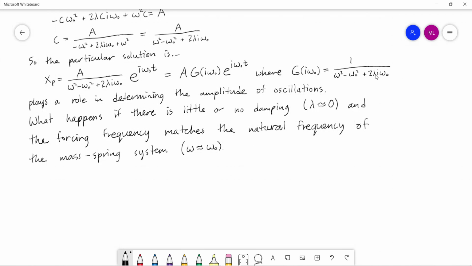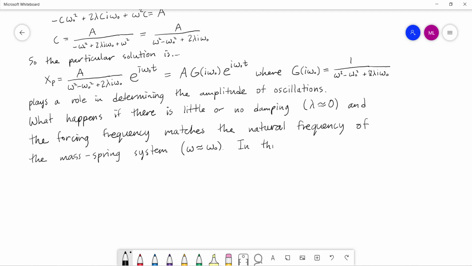So what happens in those two cases? Well, looking at this function, if lambda is approximately 0, this term is gone. And if omega and omega naught are essentially the same, then their difference is going to 0. The whole denominator is approaching 0. And if the denominator is approaching 0, what's happening to the overall function? It's getting incredibly large.